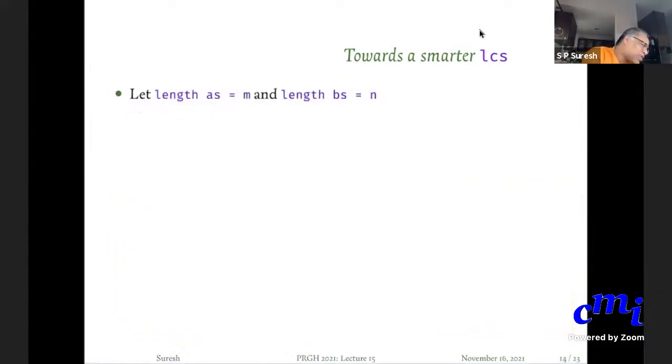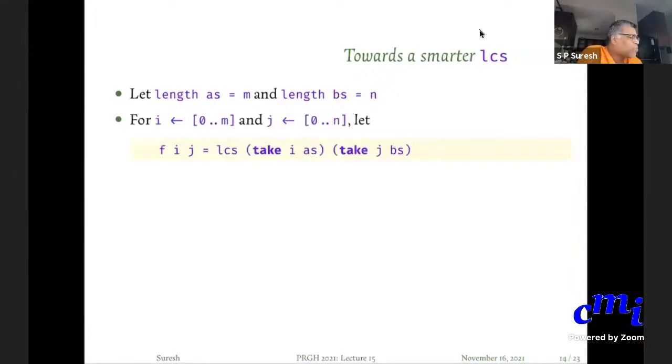But what is it of what use is that? Okay, so suppose length of A's is M and length of B's is N. Okay, then let me define, just like earlier we defined this fibs, etc. We originally wanted to define fib, but then we defined something. We want to define fib. From that we derived fibs, and then we defined fibs in terms of itself.